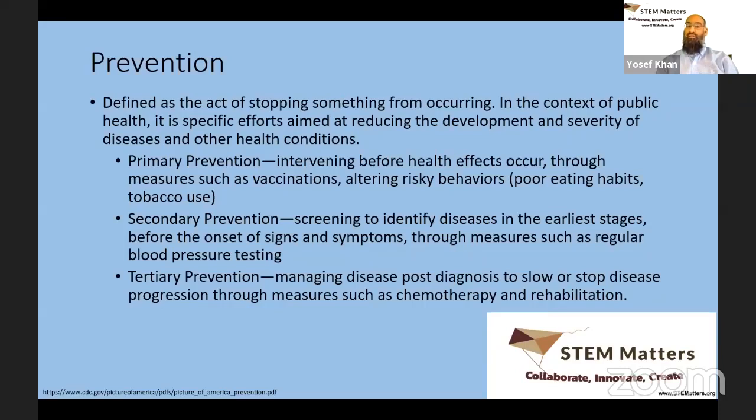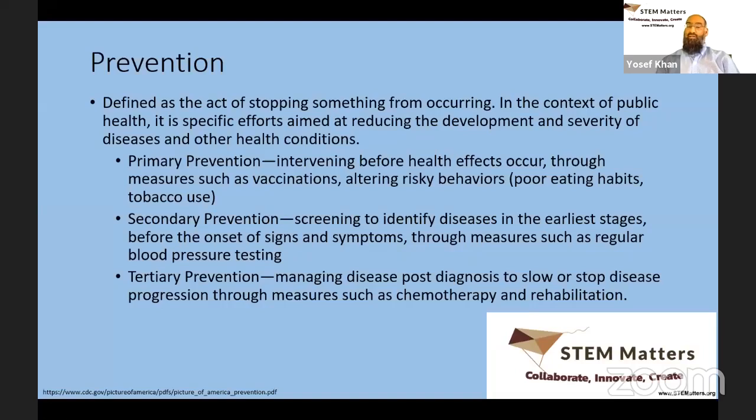This is done through measures such as vaccinations, decreasing risky behaviors such as poor eating habits or smoking or tobacco use. Then we have secondary prevention, which is focusing on screening to identify a disease in its earlier stages before the major onset of signs and symptoms occur. And this is essentially so that we can catch a disease before it's going to occur. A good example of this is taking blood pressure on a regular basis, going for certain screenings of tests and health conditions.